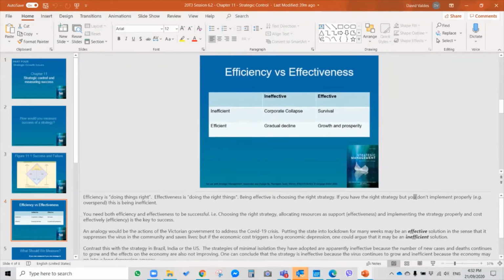So as I've indicated here, efficiency is doing things right. Effectiveness is doing the right things. So being effective is choosing the right strategy. If you have the right strategy, but you don't implement properly, then this is being inefficient.